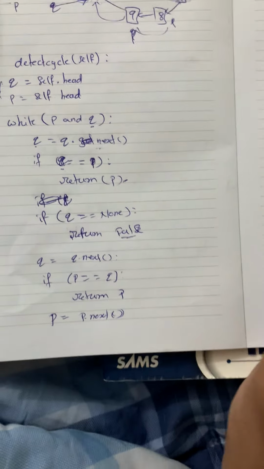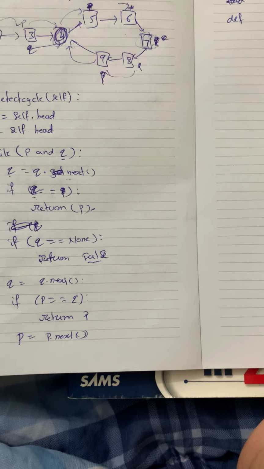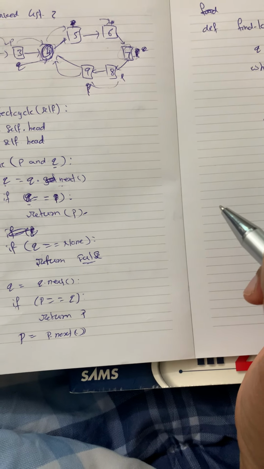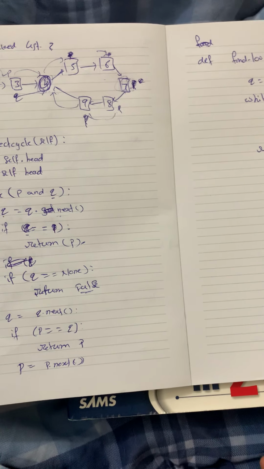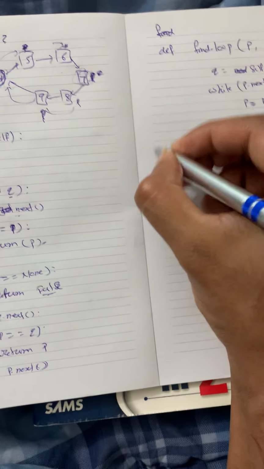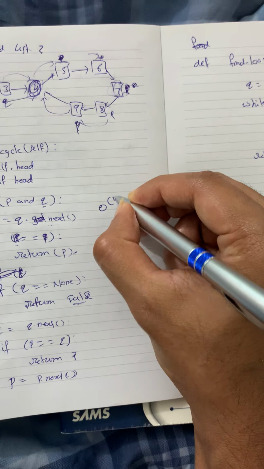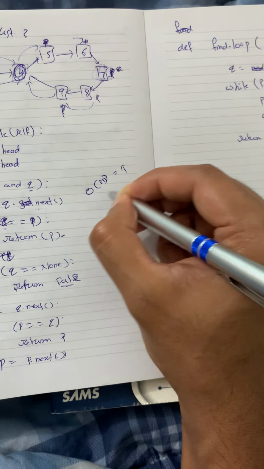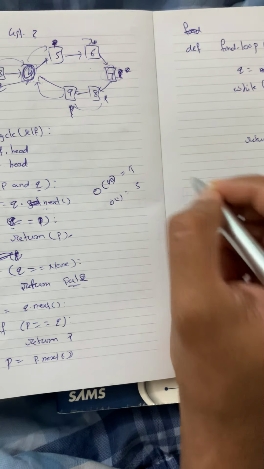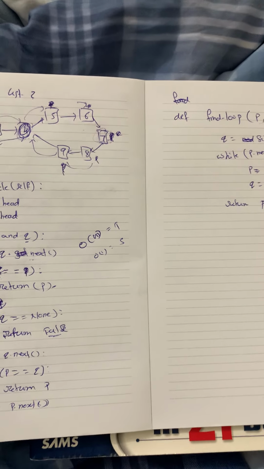This should take big O of n time, because we are not looping twice in the same function, and we are not using any extra space. So it should be big O of n time complexity and big O of 1 space complexity.